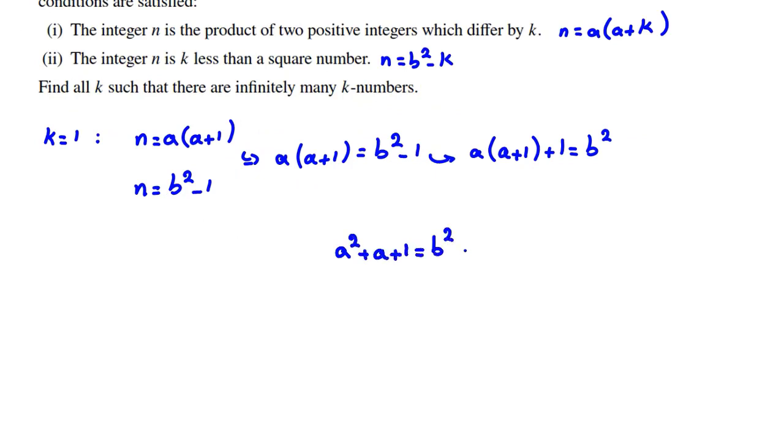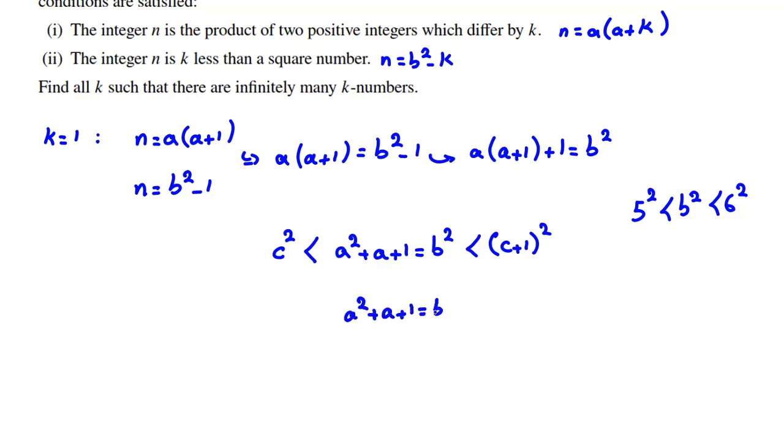Now I want to prove it is impossible. I want to find two consecutive squares, for example c squared and (c plus 1) squared, such that it cannot be a perfect square. Why? For example, suppose a perfect square is between 5 squared and 6 squared. Then b has no choice, because it is greater than 5 squared and less than 6 squared. So a squared plus a plus 1, which is b squared, is greater than a squared. Why? Because it is equivalent to, if you cancel a squared, a plus 1 is greater than 0.